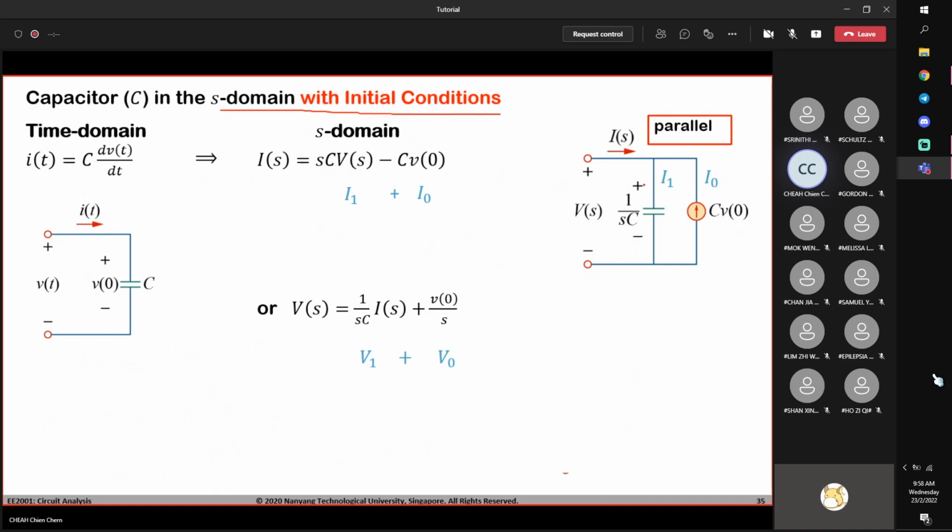And this is basically the model of your capacitor in Laplace domain with non-zero initial conditions. The only difference is that in addition to the one with zero initial conditions, you add a current source, CV0.